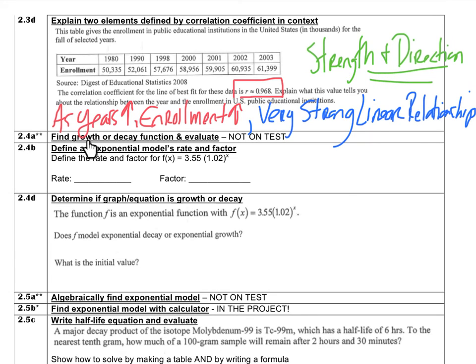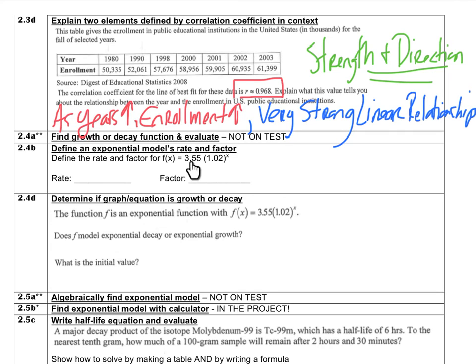2.4a is find a growth or decay function, evaluate. We will not have that on the test. 2.4b, define an exponential model's rate and factor. So here we have f of x, which is 3.55 times 1.02 to the x power.